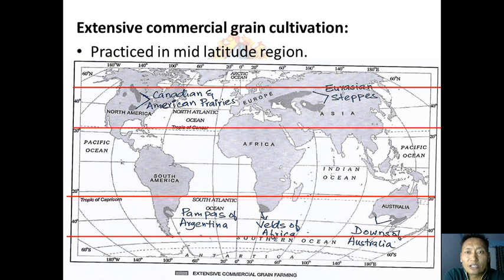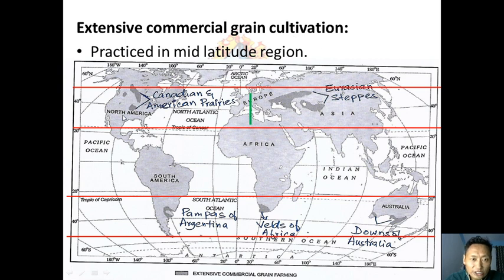And what type of crop are they cultivating? They are cultivating grains, we can say wheat. Extensive commercial grain cultivation is mainly practiced in mid latitude zones. Near the equator we can say low latitude zone, near the polar regions we can say high latitude zones, and in between we have mid latitude zones. So extensive commercial grain cultivation is practiced in mid latitude zones.